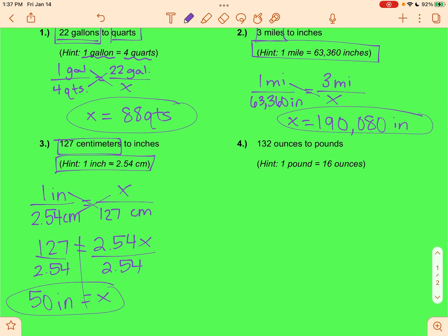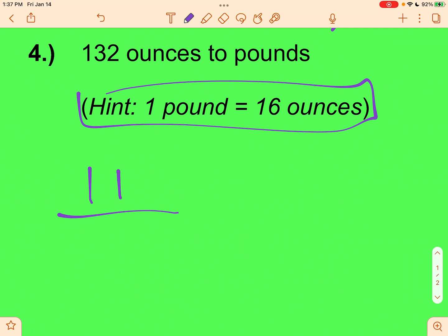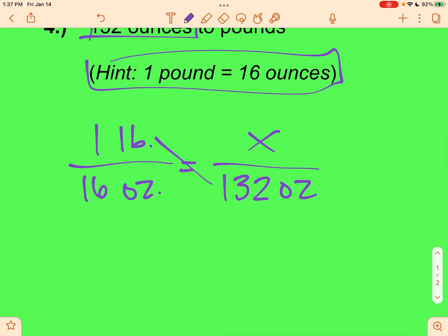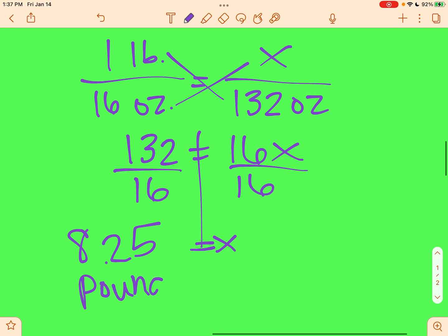I'd like you to try to pause the video and do number 4 on your own and come back and check your work. So go ahead and pause it right now. Alright, now that you have solved the problem, let's check your answers. Our first conversion rate is 1 pound, and I abbreviate pound as LB, over 16 ounces. And that's equal to, we're talking about 132 ounces, so that goes on the bottom, and x goes on the top. Now we cross multiply, 1 times 132 is 132, and that's equal to 16x. Now we need to divide both sides by 16. 132 divided by 16 gives us 8.25, and we're talking about pounds.